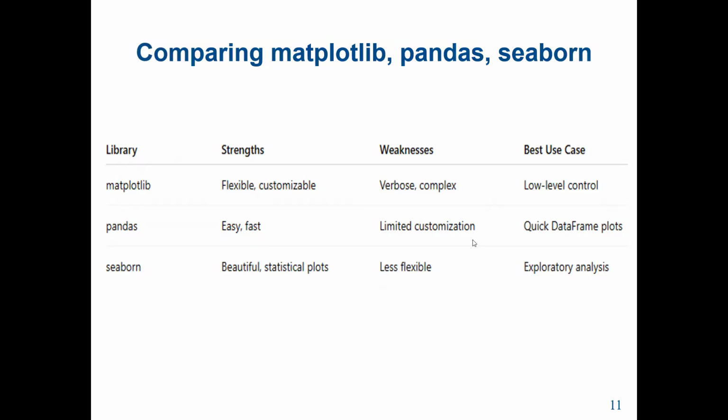So this is the comparison of the three libraries. Matplotlib, the strength is very flexible. We can customize also very easily. Weakness is it's complex. Best use case is for low-level control. Pandas is very quick for data frame plots. You can see pandas, you can always use the data frame structure. Then we have seaborn, very beautiful. We have so many features and attributes. It can produce nice graphs with nice features.